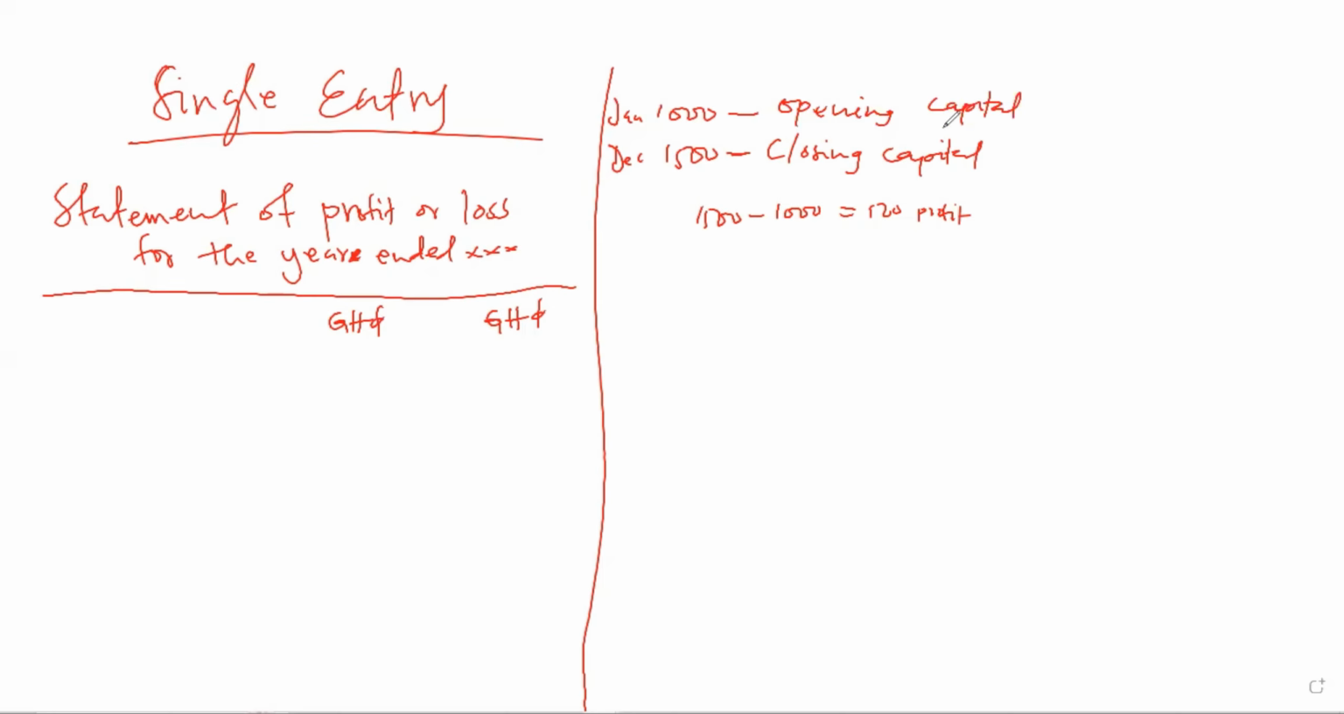So when you are given a question on single entry and you don't have sales, purchases and all those things, all you have is the assets and liabilities of the business, then you are going to use the closing capital minus your opening capital to ascertain your profit. So the format here, we start with the closing capital.